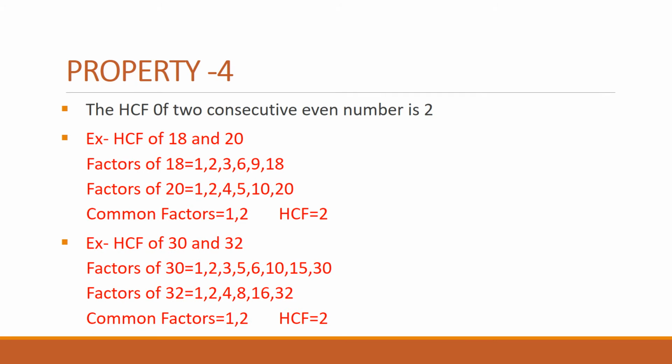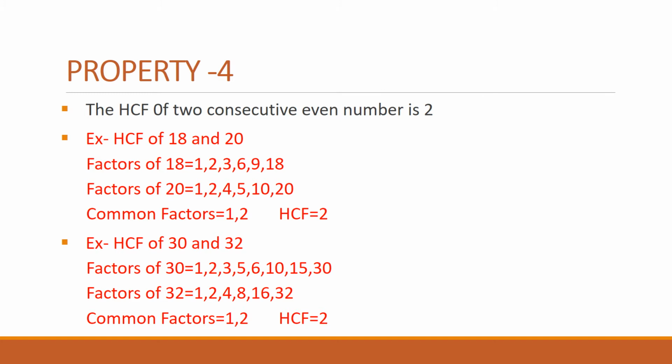Property 4. The HCF of two consecutive even numbers is 2. Now let us see. Consecutive even numbers means one even number, after that the next even number, and the next even number after that. So here let us take an example, 18 and 20.